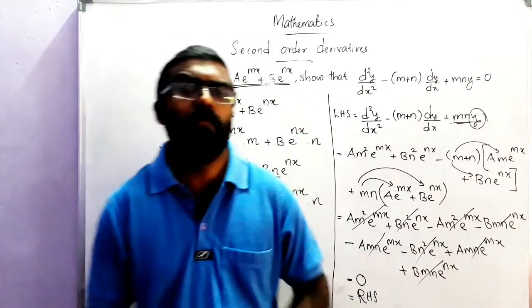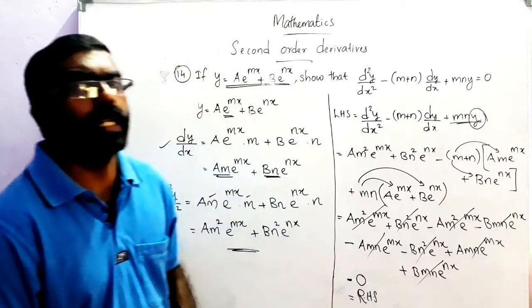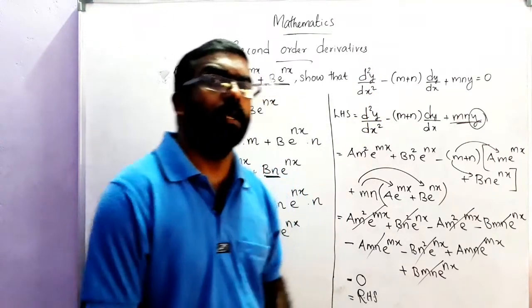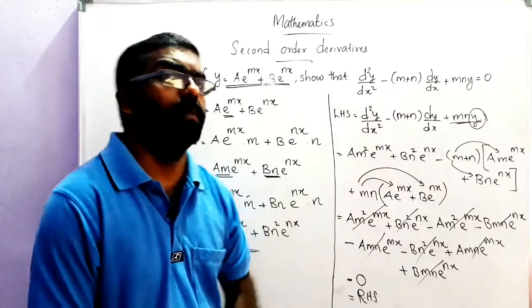Understood? So here we find dy/dx and d²y/dx² and substitute the values in the question. Okay, the LHS part of this proof. Clear?